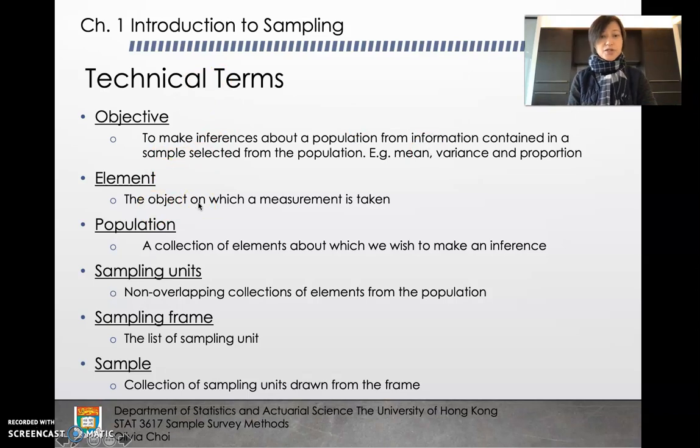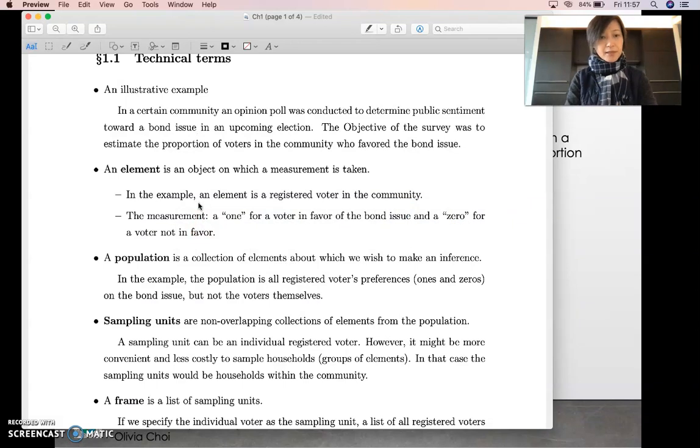Elements always refer to the object on which the measurement is taken. So in this case, an element would be the registered voter in the community. The registered voter is the element in this example, but not every citizen in the community. Why? Because we are concerned about the upcoming election. So we want to get the opinion of the registered voters instead of all the citizens in the community.